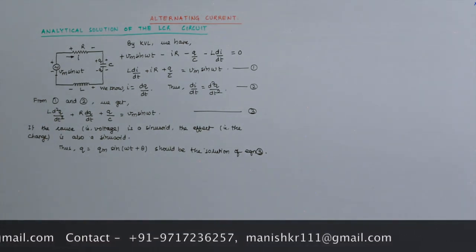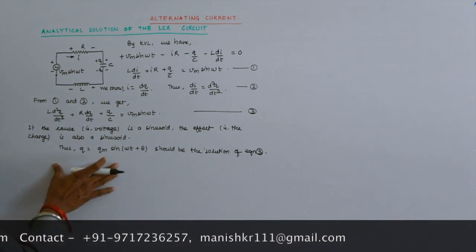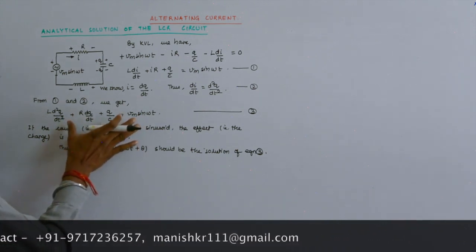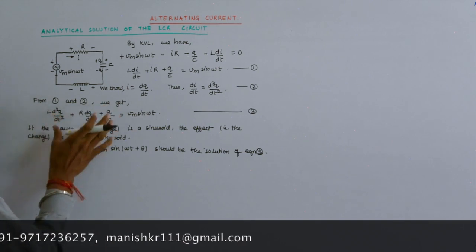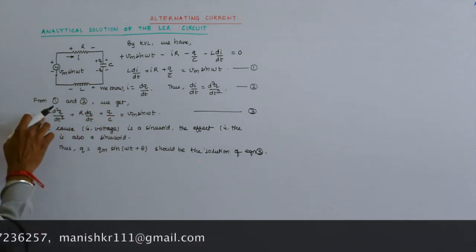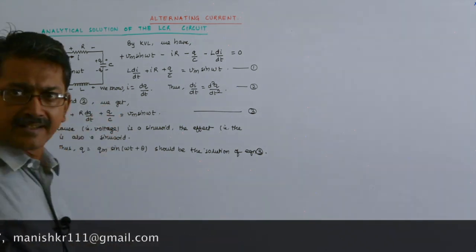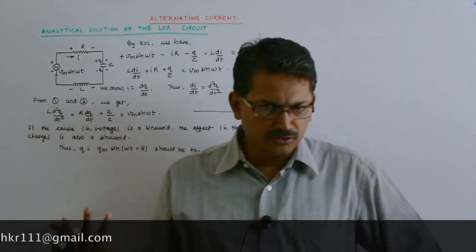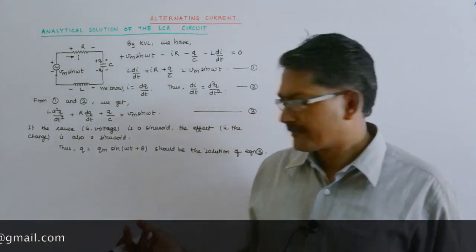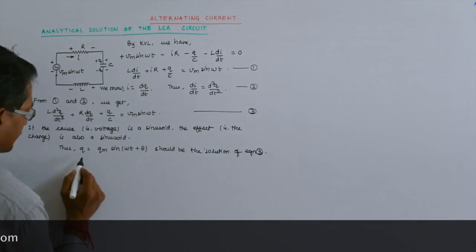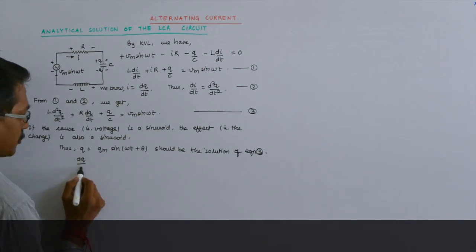Do we get that? This should be a solution of this. Now if this is the solution of this, then if I put it back here, the left hand side and the right hand side should be equal. That is what solution means after all, is it not? So let us first of all find out what is dq by dt.